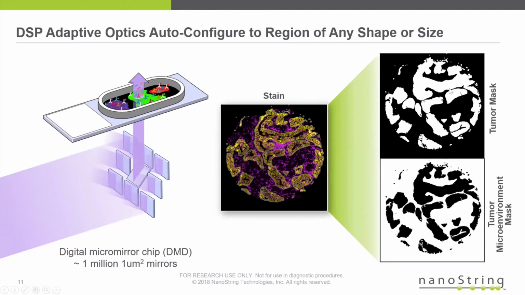On the top here, we have a tumor mask, everything here in white. So we shine UV light through that area, and then we collect content, RNA or protein, out of the tumor. We can flip that binary mask over, and then we can sample out of the tumor microenvironment.